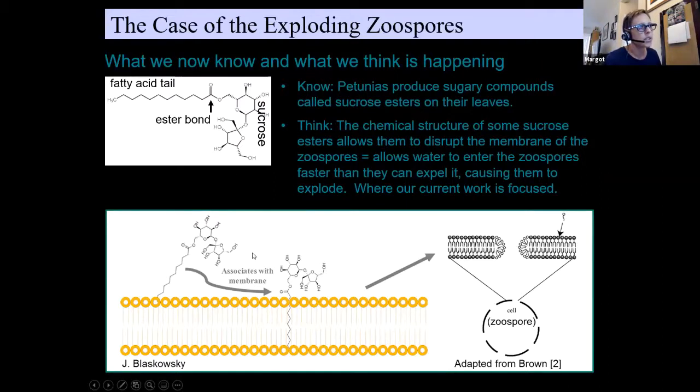Here's your sucrose ester again. Here's that fatty acid tail. It likes to integrate in and interact with the fats of the membrane. So this is a portion of that zoospore membrane. When it does that, if you get enough of them into one place, those sucrose esters like to hang out with each other, and they can actually potentially form holes, like pores, within the zoospore membrane. And this is where the water would be coming in and the zoospore can't get it out quickly enough, and then it pops. So that's what we think is happening. And that's what we're focused on now, understanding that mechanism a little bit more.